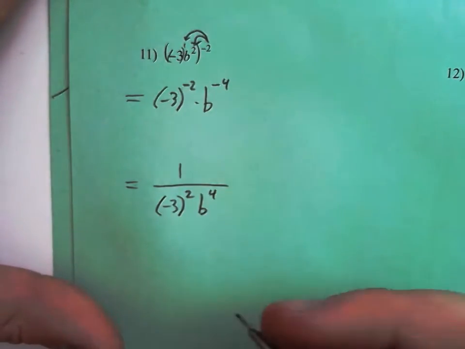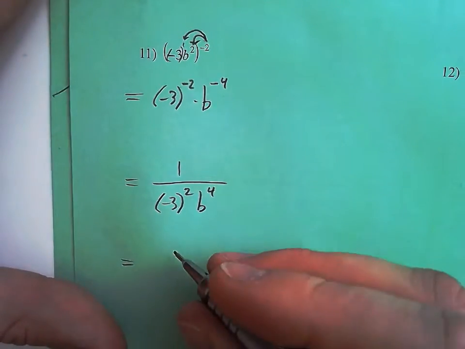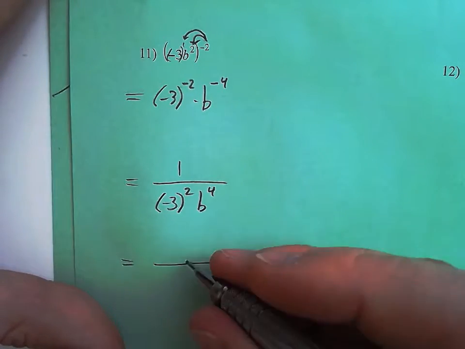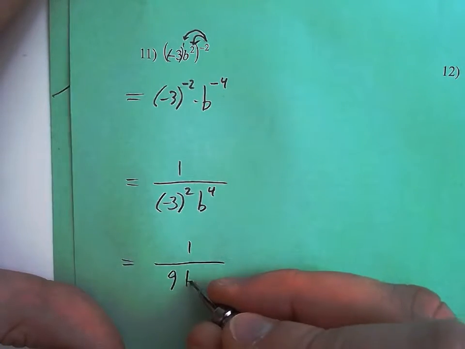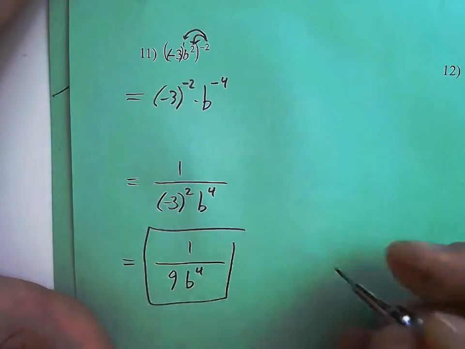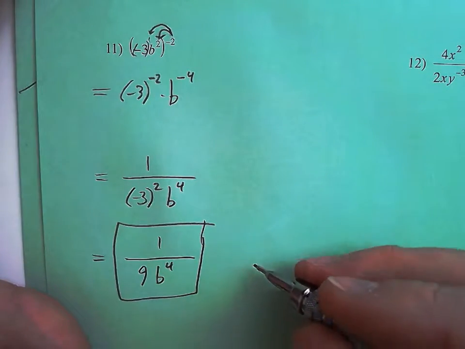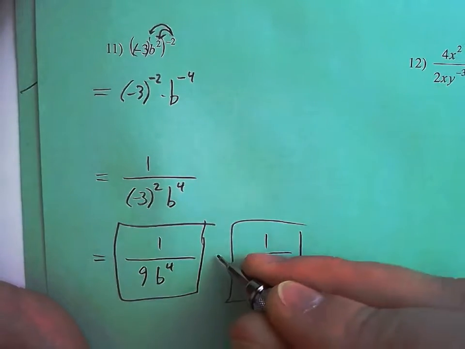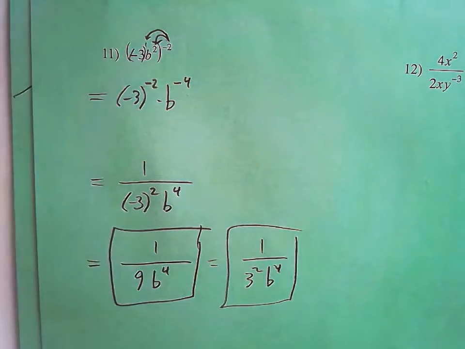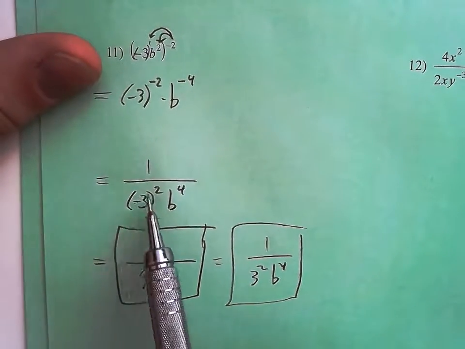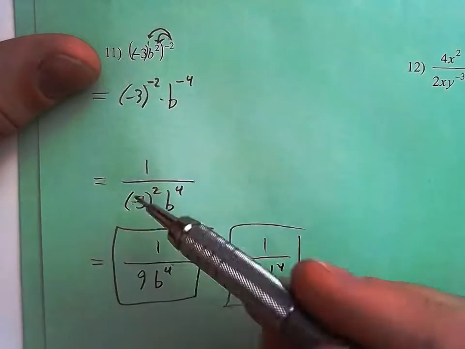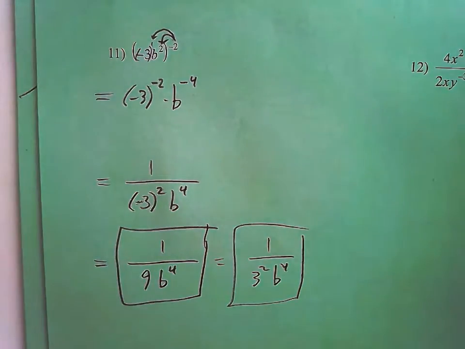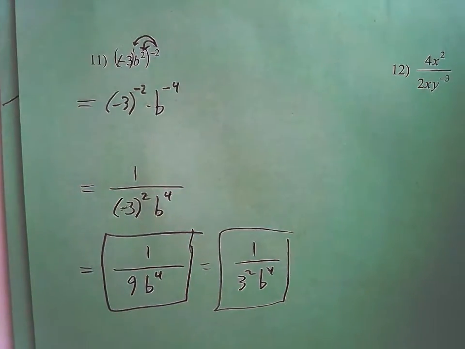Okay, remember, flip the fraction when you have a negative exponent. Negative 3 times negative 3 is what? 9. So 1 over 9 b to the 4th. Or if you wanted to write it as 1 over 3 squared b to the 4th, that's fine too. But since the negative times negative will make it go away because it's squared, you should probably not write it like this since the negative is not necessary.